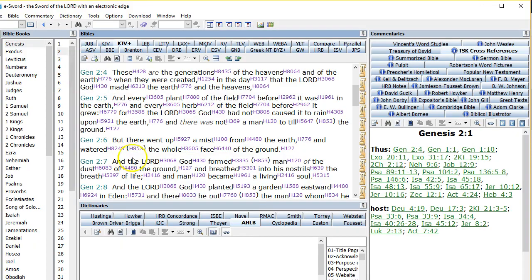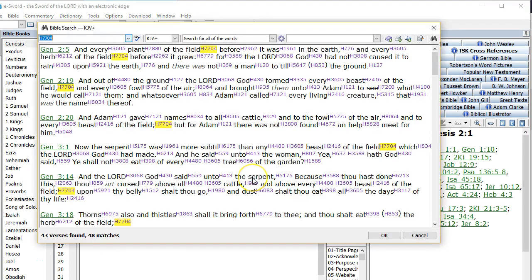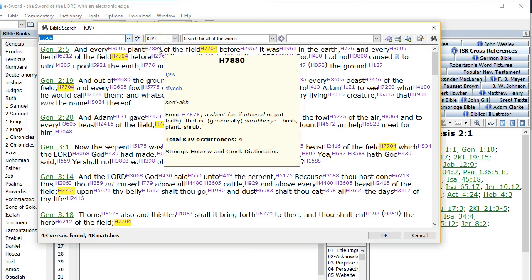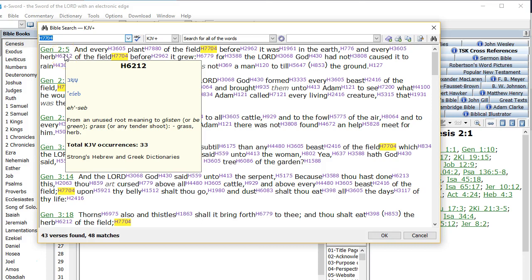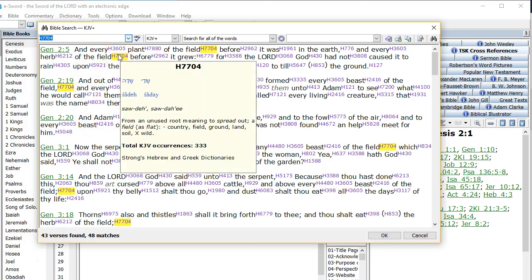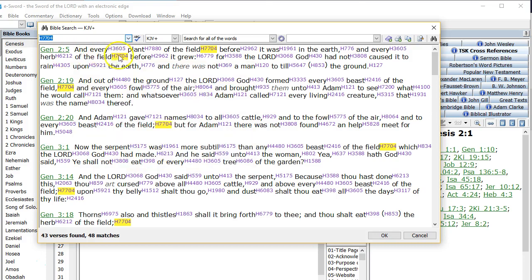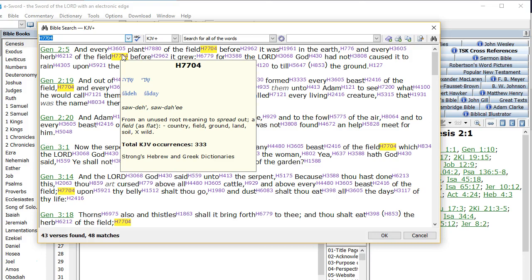Now, let's look at sadeh real quick. Here we go. 7704, sadeh. Quick search, Genesis. And I can't find it in one. I was really hoping, because I don't want to reinvent the wheel here. I want to figure out what's being told to me. But here, it starts in 2:5. Plant, right? Siach. Sadeh. Plant of the field. Before it was in the earth, eretz. And now we have, and every eseb sadeh. It's modified. It's eseb sadeh. Why is it modified? We've got sadeh a lot.